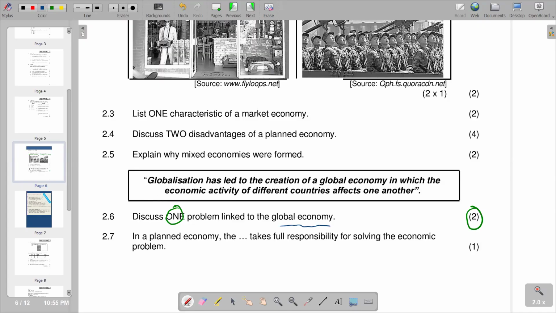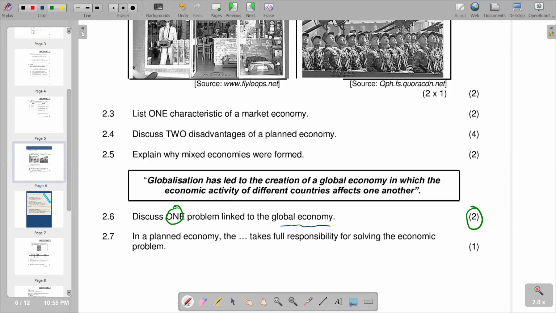And obviously, when there is exchange of goods that is taking place between different countries, we're going to see that developing countries are going to be disadvantaged as the businesses that are operating in developing countries are going to compete with businesses in developed countries. So obviously, in that case, they're going to face stiffer competition. So at the end of the day, they're going to be outcompeted. So that becomes a problem that involves a global economy.